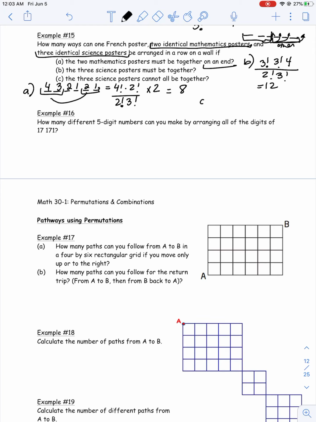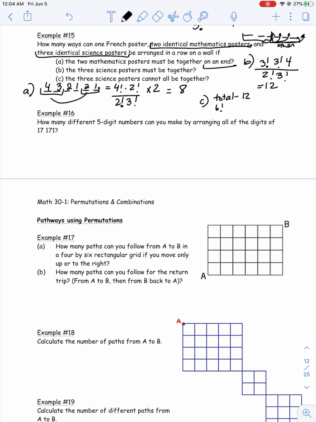12. And C, the 3 science posters can't be together. So we're going to use the answer for B and subtract it from our total. So if you go total minus our previous answer, which was 12, where the science posters were together, we're going to get the answer.